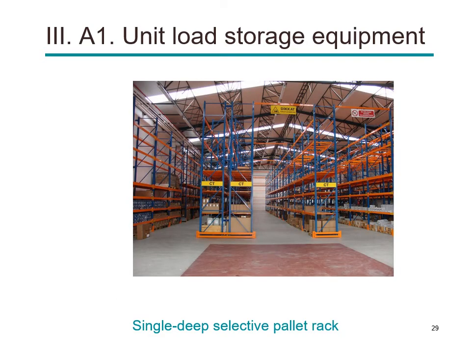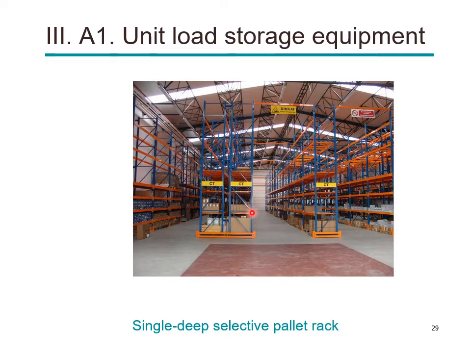This is an example of a single deep selective pallet rack. So these are the racks, and it is called single deep because you see the storage and retrieval equipment moves along these aisles, okay, and it loads and unloads the items on this side or on this side. But you see there is a place only for one pallet or for one unit load in each side.